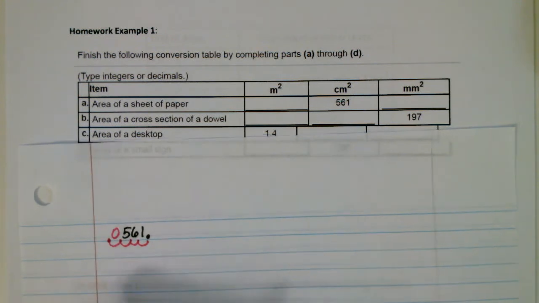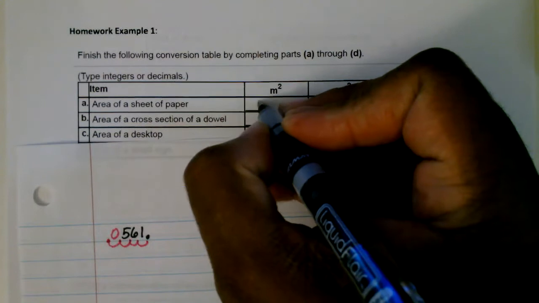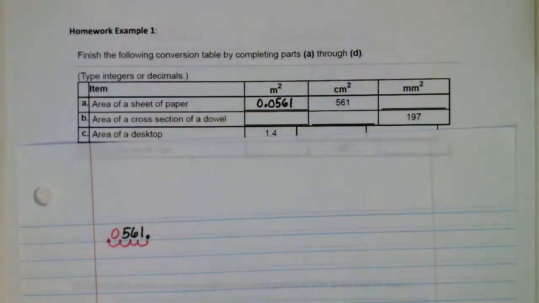So here this will be 0.0561, and that's going to be in square meters.